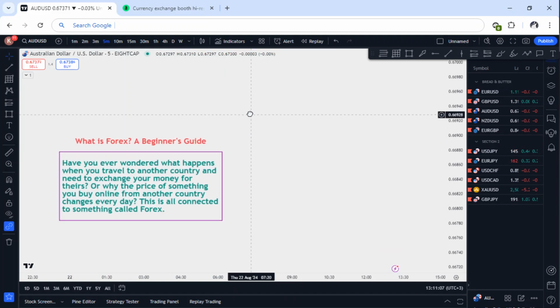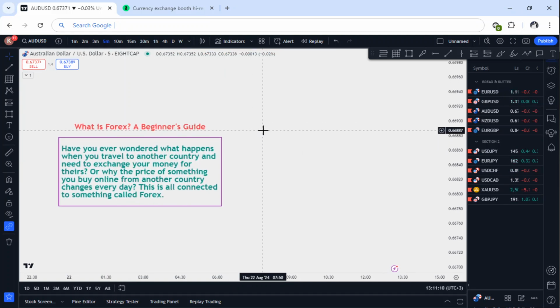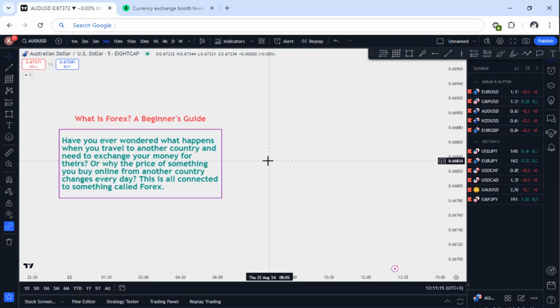So first, have you ever wondered what happens when you travel to another country, you or any other person, and then you need to exchange your money for another? Or why the price of something you buy online from one country to another changes every day. This is all connected to something called forex. So that is why when people travel to another country, they'll have to exchange their money for another money. That is what happens, and that is the basis under which forex operates.